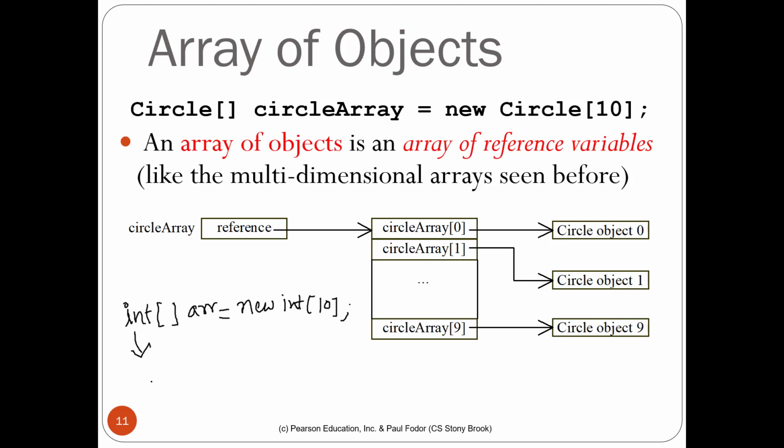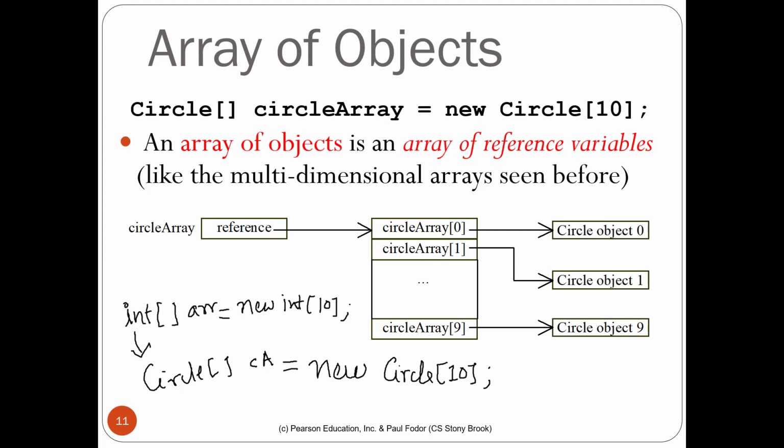This int should be replaced by circle, and you may say circle array, I am keeping that short, is equal to new, and in place of int I'll write circle again, and specify the size. Done. Alright, that's precisely what we are doing. So yes, it is possible, we can use objects to create an array as well.